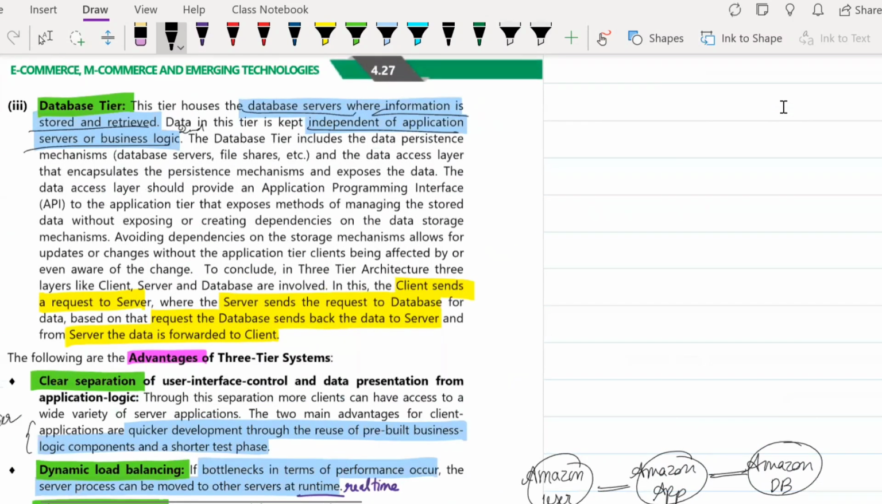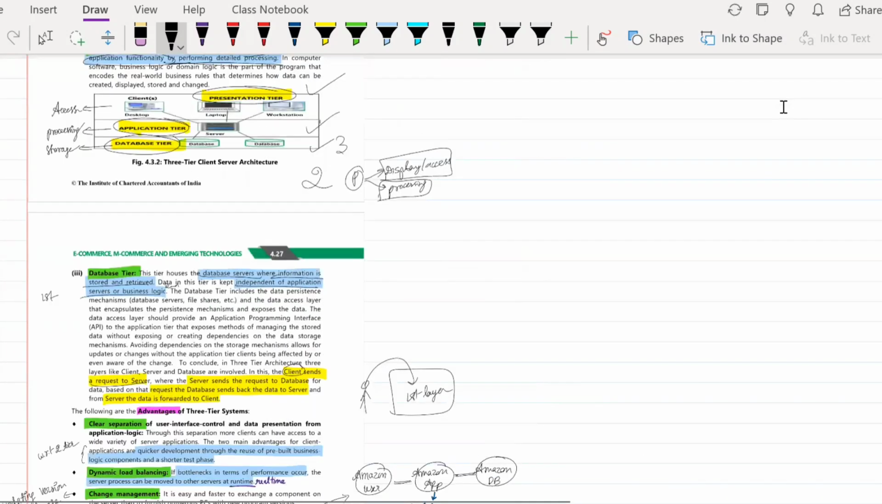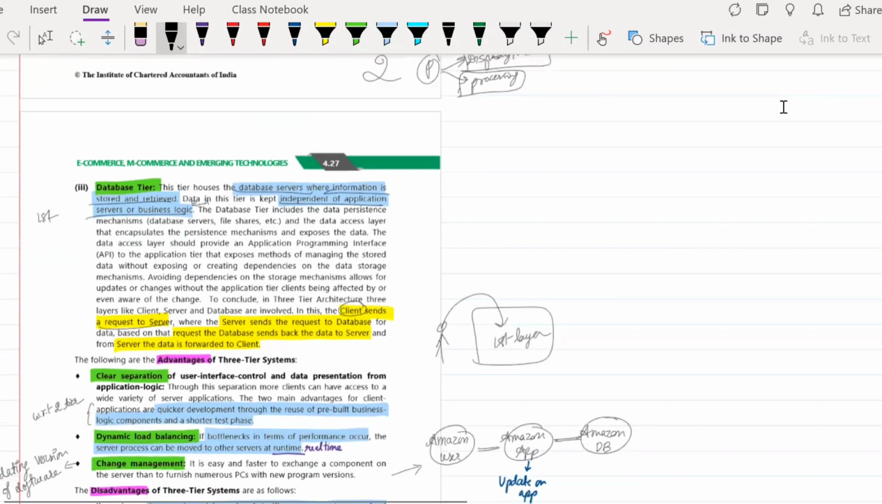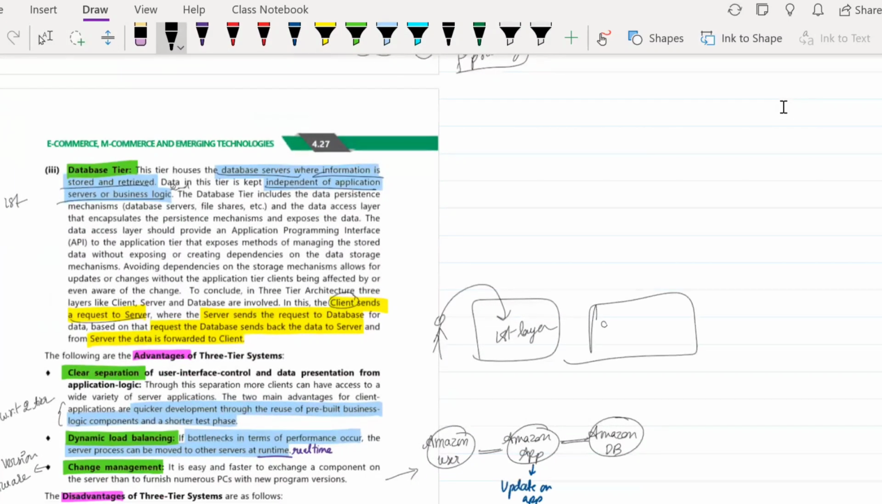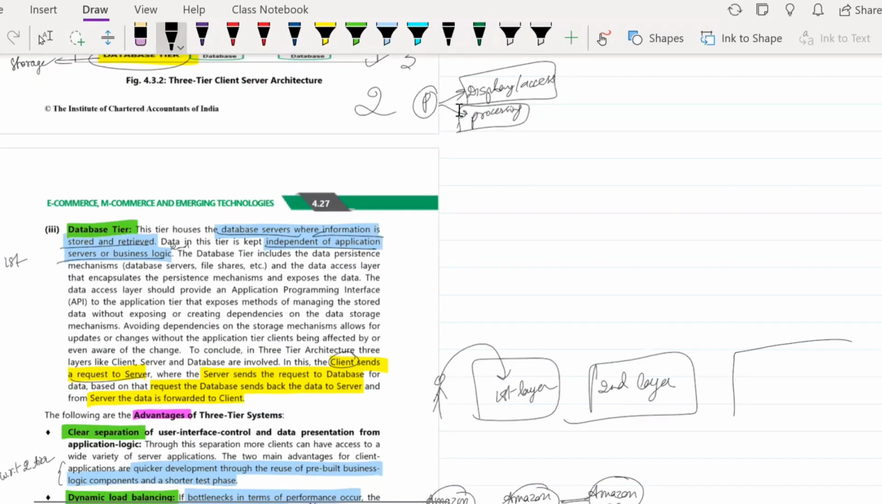So here what happens is the client sends a request to the server. So there is this client. This client will ask information to the first layer, or what you call your presentation tier. And then you have your second layer. What is your second layer? Second layer is your business logic layer, or your application layer. Correct. Then you have your third layer, which is your database layer.